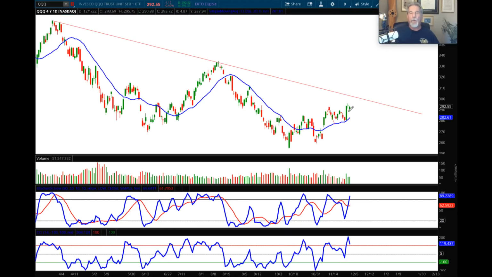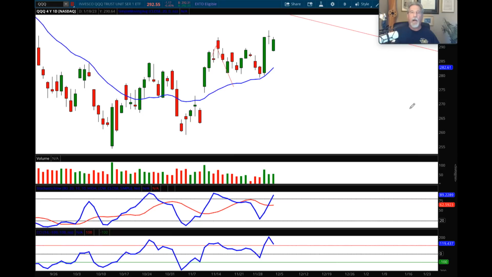And we have that downward pivot forming today. Even though it's a green candle, we have a lower high and lower low as we compare that to yesterday's doji candle. So that downside target is still in place right there for the Qs at 275.90.